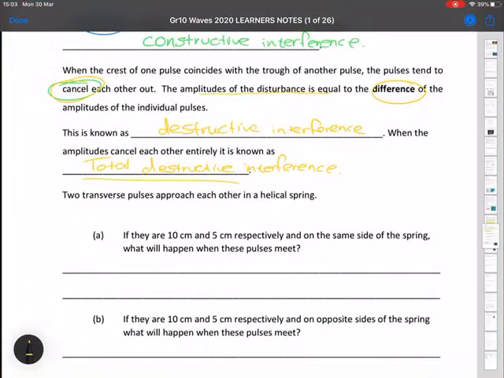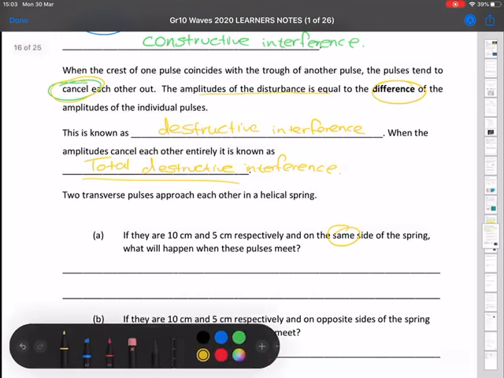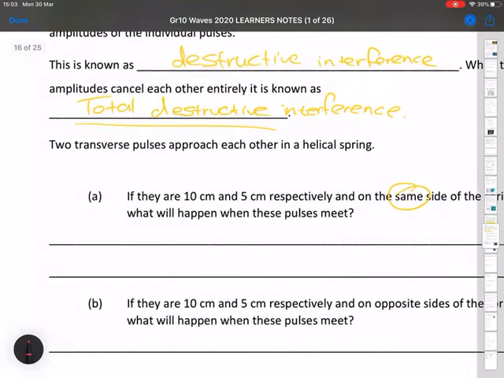Alright, so two transverse pulses approach each other on a helical spring. If they are 10 centimeters and 5 centimeters respectively, and they're on the same side of the spring, what will happen? You're going to get a bigger amplitude, and you add up the two values. So 10 and 5 will give us 15 centimeters.